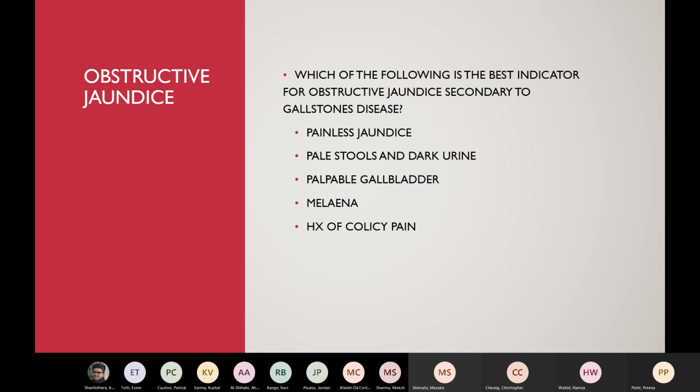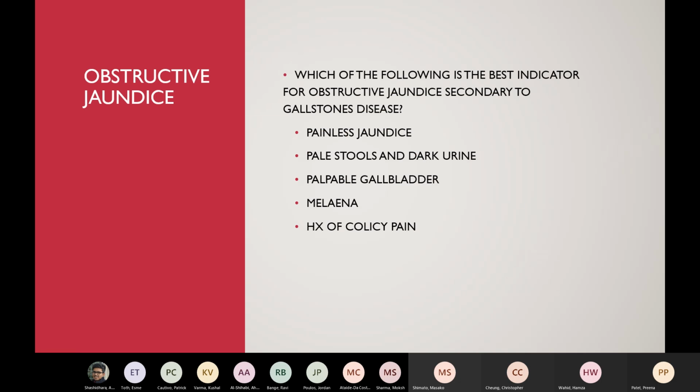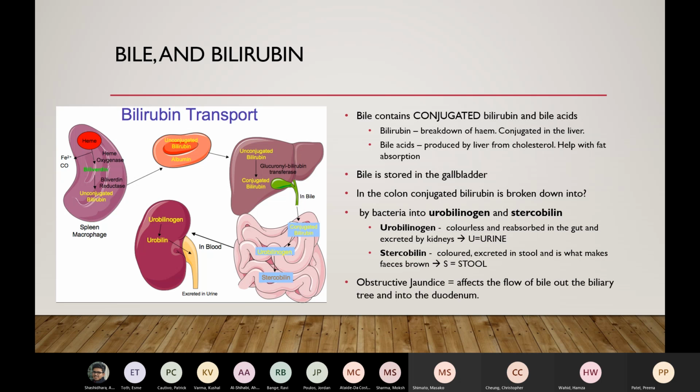Okay, so we're going to talk about obstructive jaundice today. There might be some overlap with what Hamza said, which is great, but I'll try and explain things in a slightly different way. So firstly, bile and bilirubin, just to recap, bile is made up of two things. It's made up of conjugated bilirubin and your bile acids.